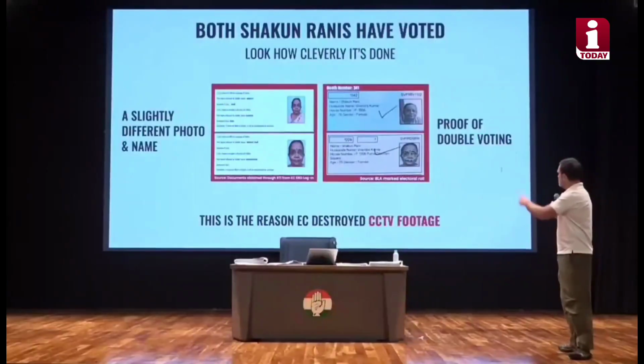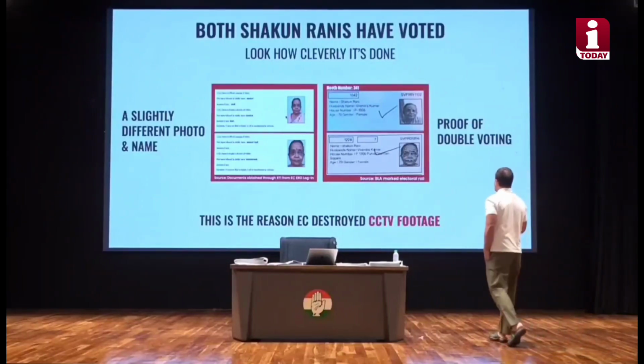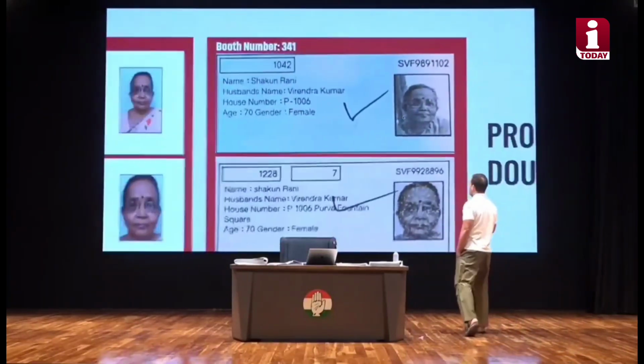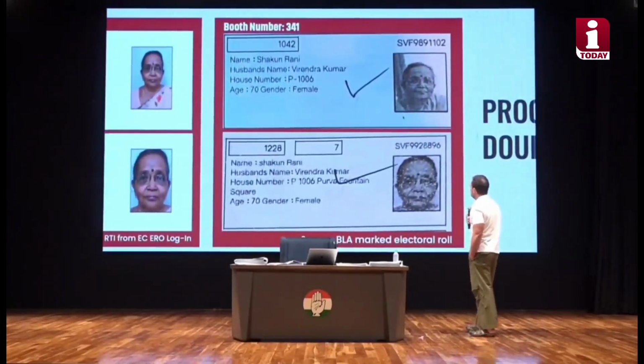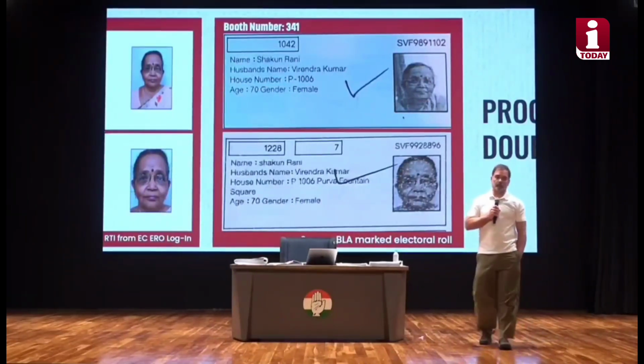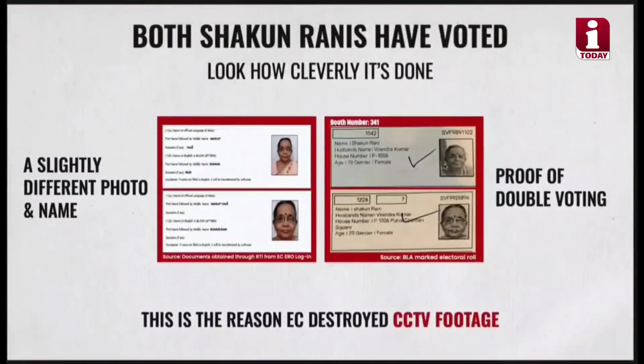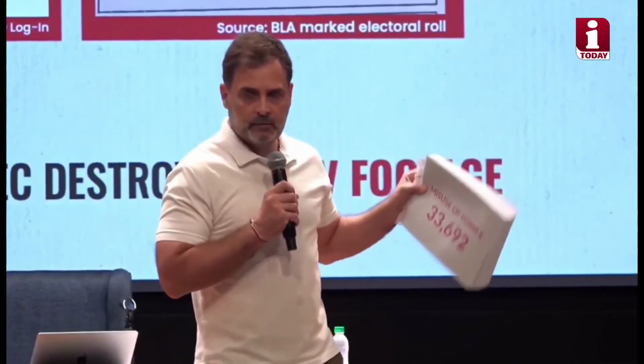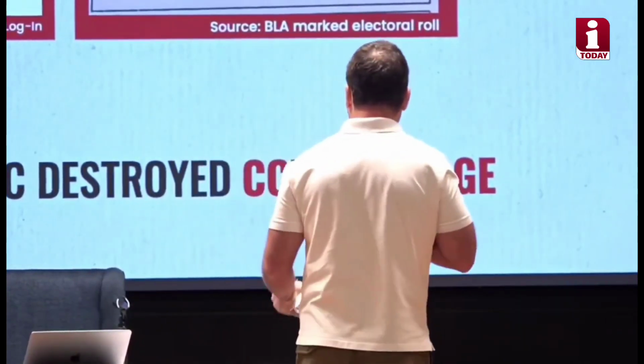Right? There she is, that's the slip where she's been signed off as having voted in booth 341, and she's done it twice. Now we don't know if she's done it or somebody else has done it. Now this has been 33,000 people here in one assembly that have done this. Show me the ages, please.